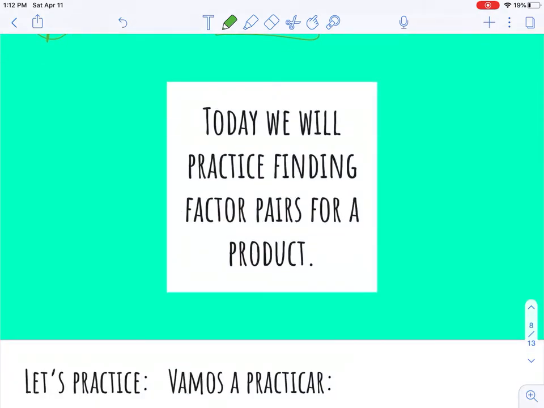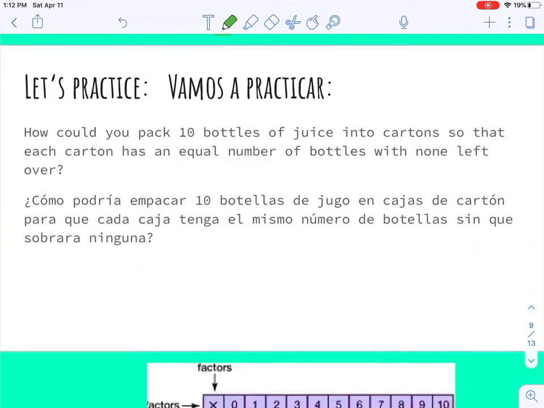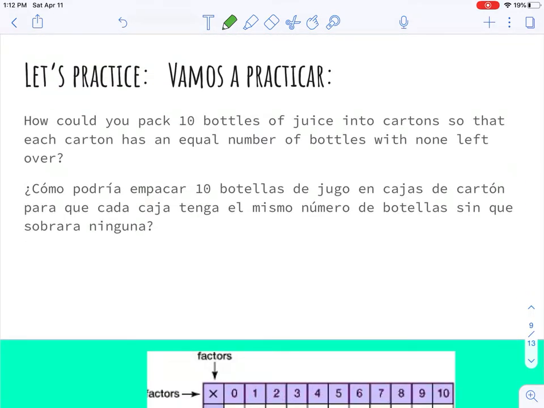All right, today we'll practice finding factor pairs for a product. Factor pairs means 2 numbers that go together in a pair to make another number. So for example, 2 and 8 are factor pairs of 16 because 2 times 8 is 16. Let's practice. How could you pack 10 bottles of juice into cartons so that each carton has an equal number of bottles with none left over?